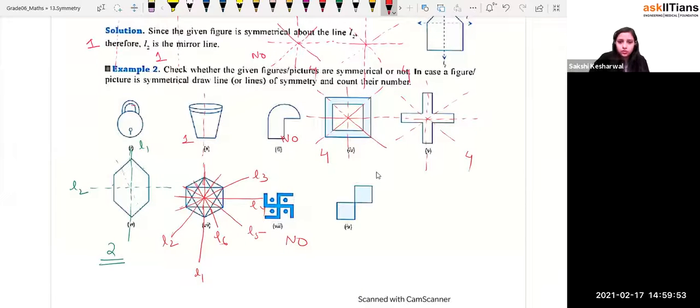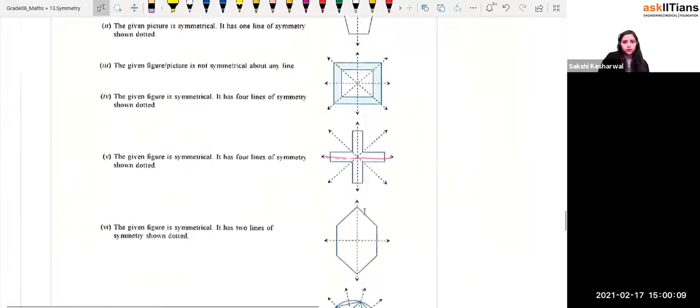What about this one? So this is going to have only just one line of symmetry, right? This and this, only one, right? Can we draw this also? Yes. This block will come over here, right? So this is 2, right? This will have a 2, right? That's correct. So let's just match our answers.